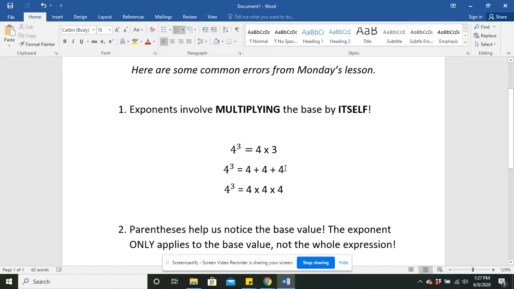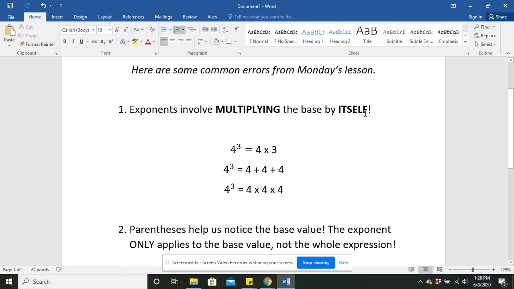So for example, if I had the exponential expression 4 to the power of 3, what I saw was people who did a few different things. Some people did 4 times 3. Some people added 4 3 times. And then some people multiplied 4 by itself 3 times.